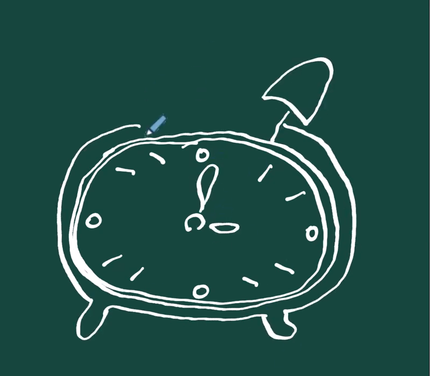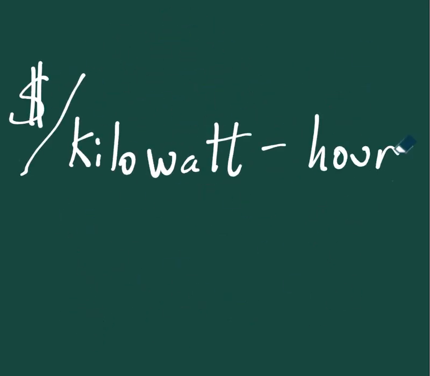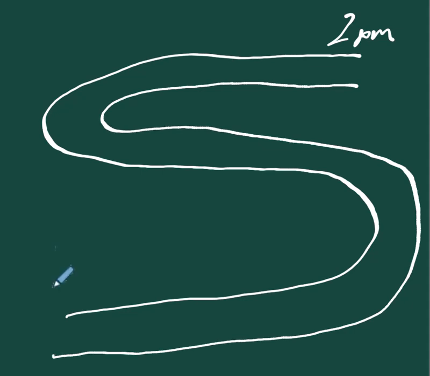Actually, we don't pay for electrical power per se, but for how long that power is used. So electrical rates are based on the cost per kilowatt hour. A kilowatt hour means that 1 kilowatt, or 1,000 watts, is transferred continuously for a period of 1 hour.